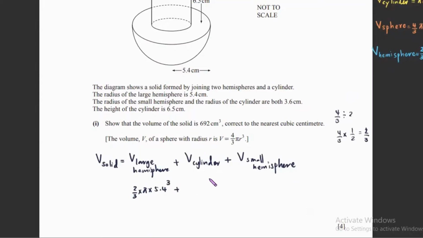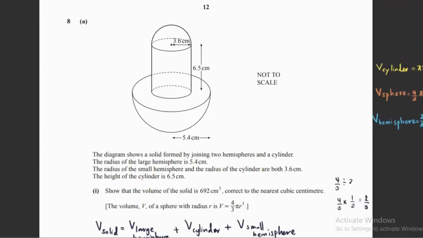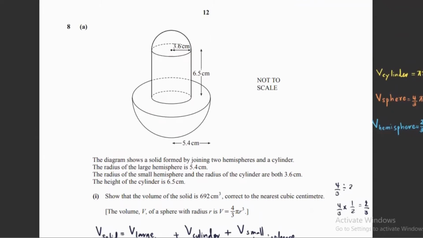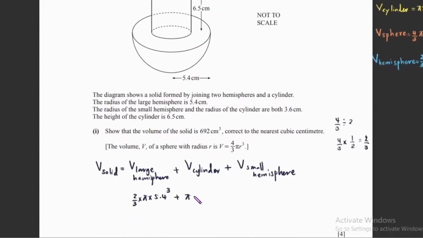Plus the volume of the cylinder is found by multiplying the area of the cross section, which is pi r squared, with the height. So the radius of the cylinder and the smaller hemisphere is the same, which is 3.6. So then I need to do pi times 3.6 squared multiplied with the height of the cylinder, which is 6.5. Add this with the volume of the smaller hemisphere, it's going to be 2/3 times pi times the radius of the smaller hemisphere, which is 3.6 cubed.